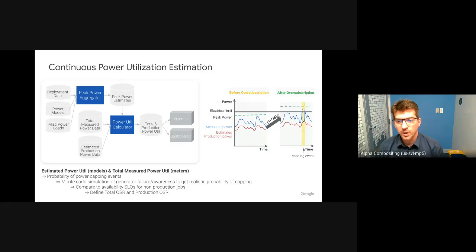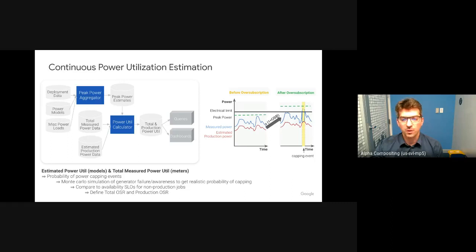For the medium voltage-based architecture, we add an additional step to combine capping probabilities with the probability of having a dual utility failure and generator failures. This provides a more realistic probability of capping that can be compared with capping frequency SLOs to determine total and production OSR. Next, we explain how our contributions affect the OSR potential.